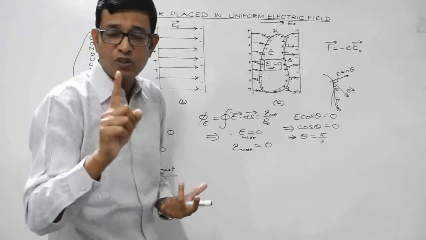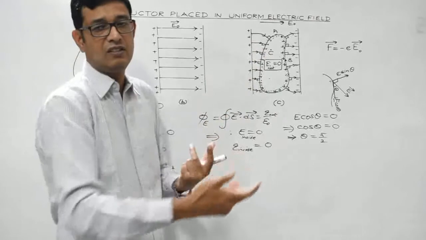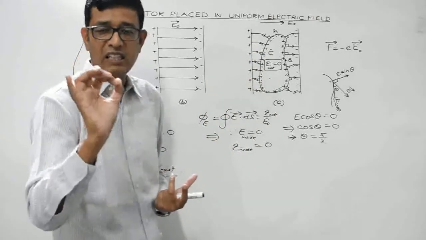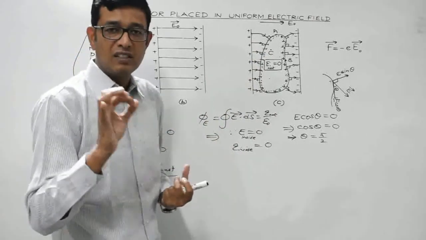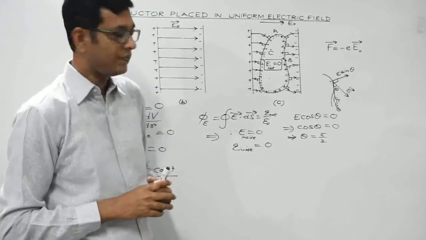Students, in case of a charged conductor, the charge resides only on its outer surface. This is again a key point. In a charged conductor, the charge resides on its outer surface.